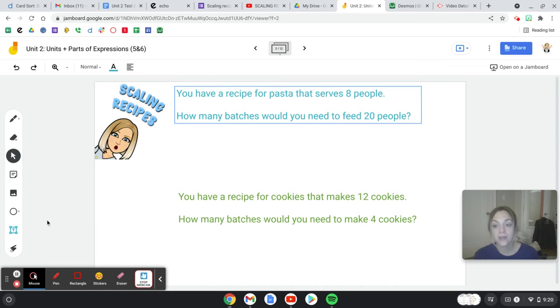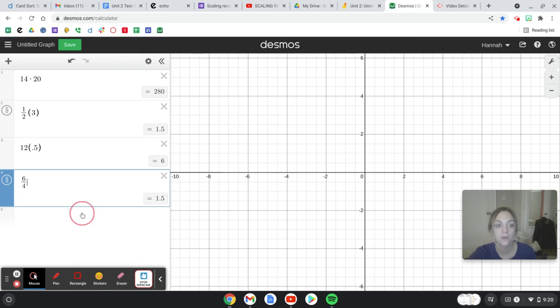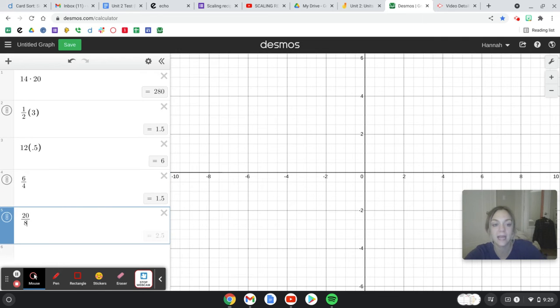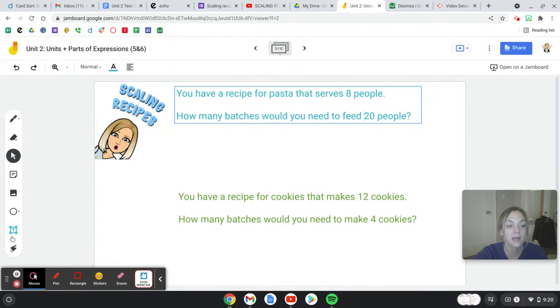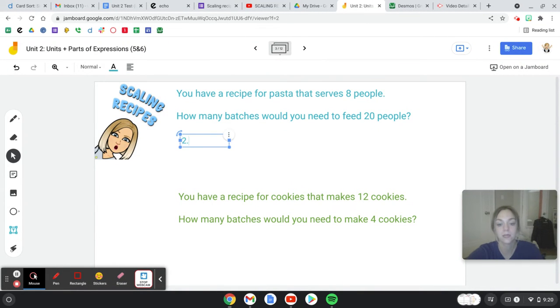Now, you could think, I know that if I do 20 divided by 8, that's going to give me what my scale factor is. The scale factor is what you multiply by to get how much more of the recipe, how many batches you would need to make to feed 20 people. So if I do 20 divided by 8, I get 2.5. So I'm just going to type 2.5 batches.